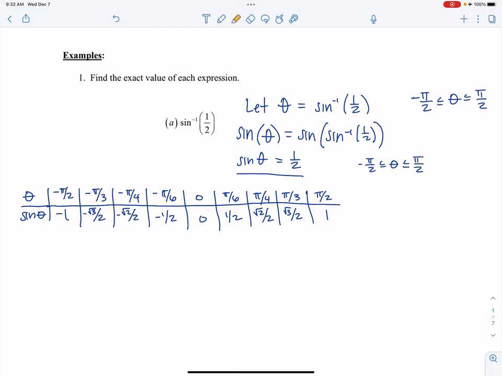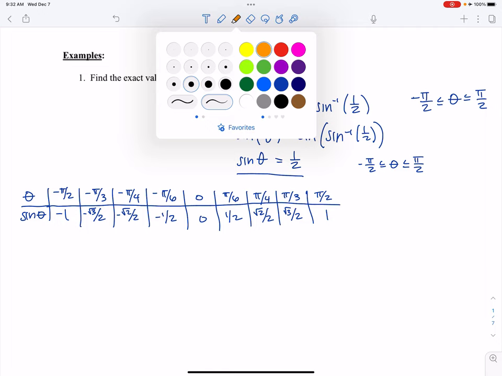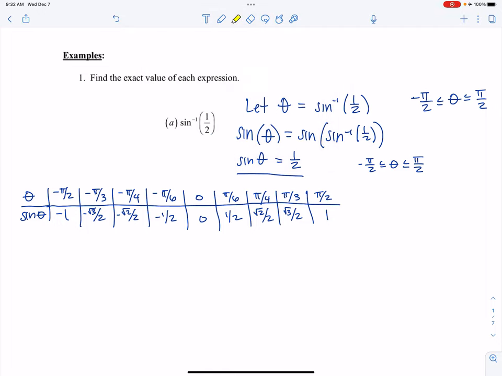So now we're going to look at what's going on when sine theta is 1/2. Sine theta is 1/2 right here. So we're looking at pi over 6. So my theta is pi over 6.